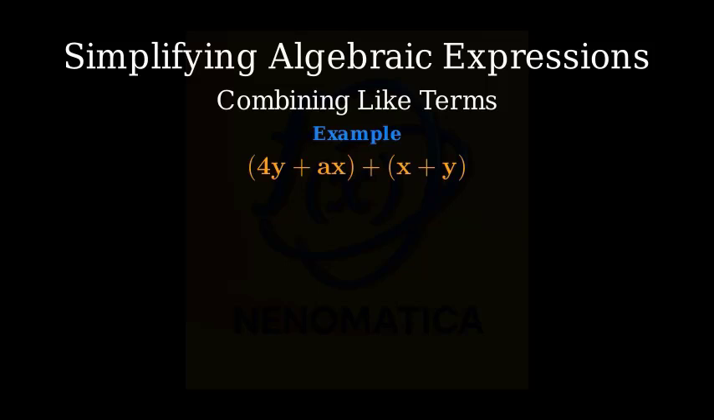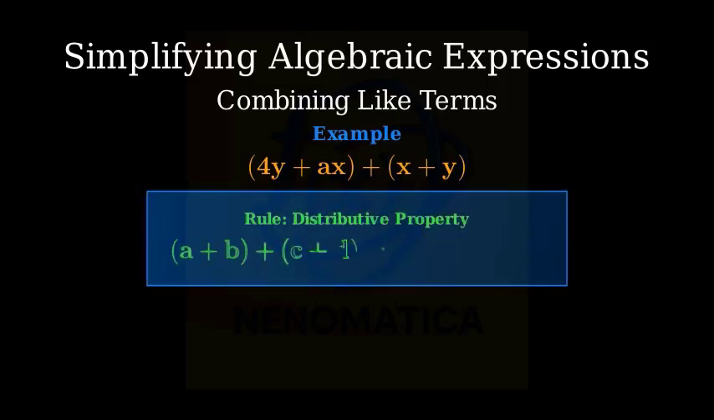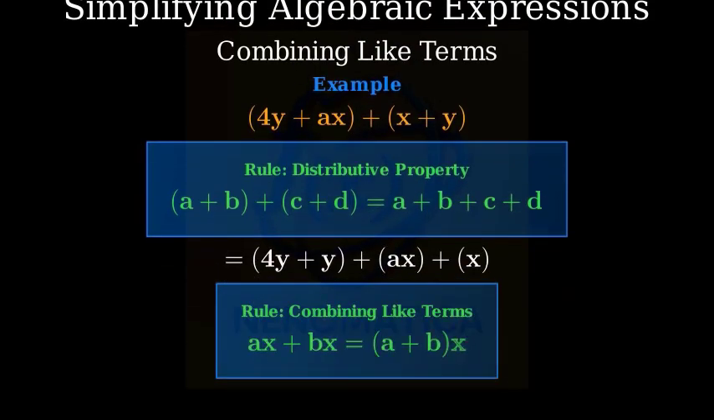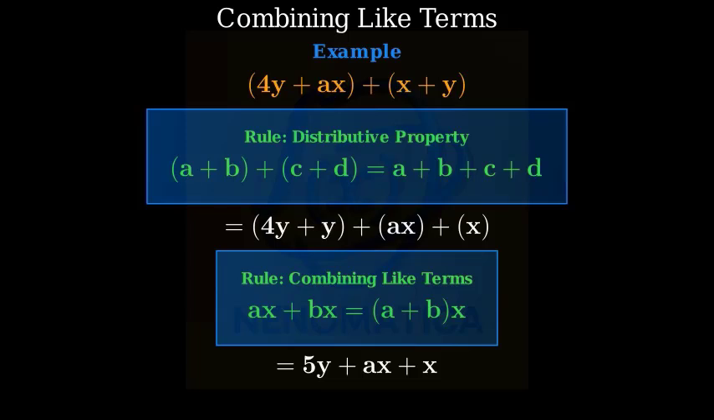The first step is to remove the parentheses using the distributive property. Since there are no negative signs outside the parentheses, we can simply remove them and keep all the terms as they are. Now we combine like terms. We'll group the terms with the same variables. We have 4y plus y, which gives us 5y. Then we have ax, and finally we have x.